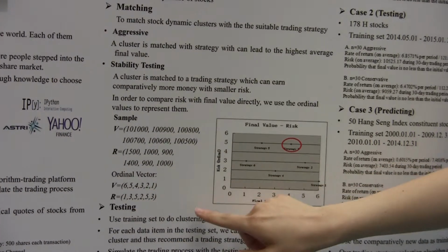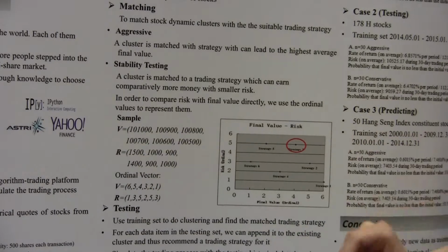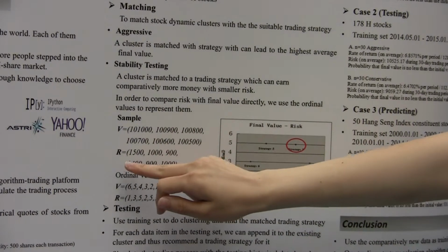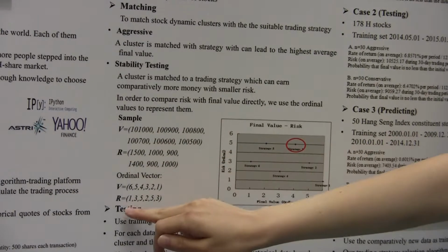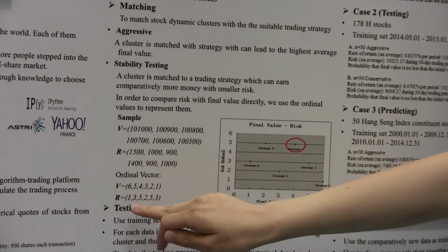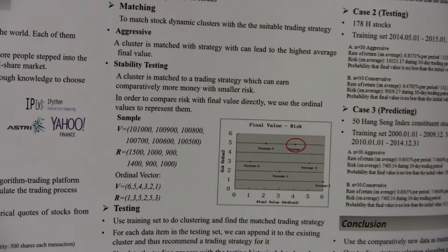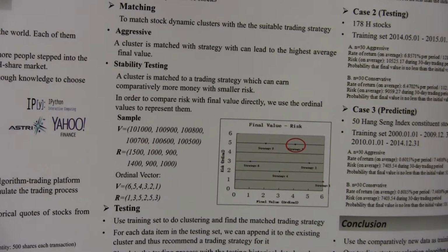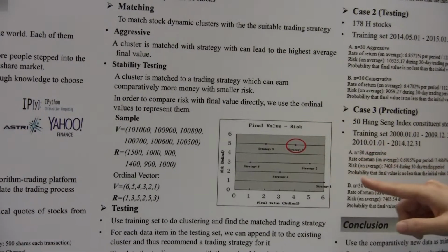For the risk, because we want to get a lower value, the strategy with the highest risk value will be assigned the number 1, and so on. Here we show the relationship of the final value and risk according to the ordinal vector. According to our algorithm, strategy 3 will be chosen.